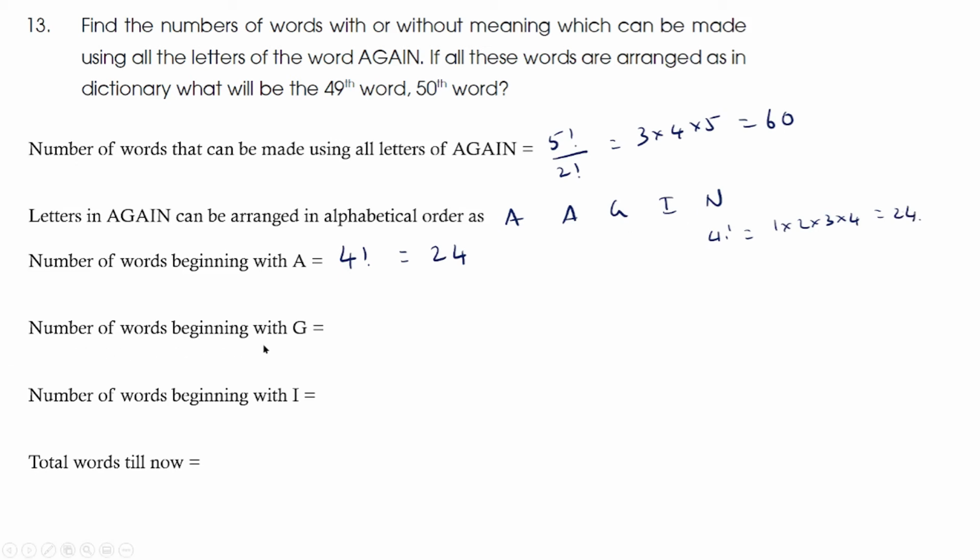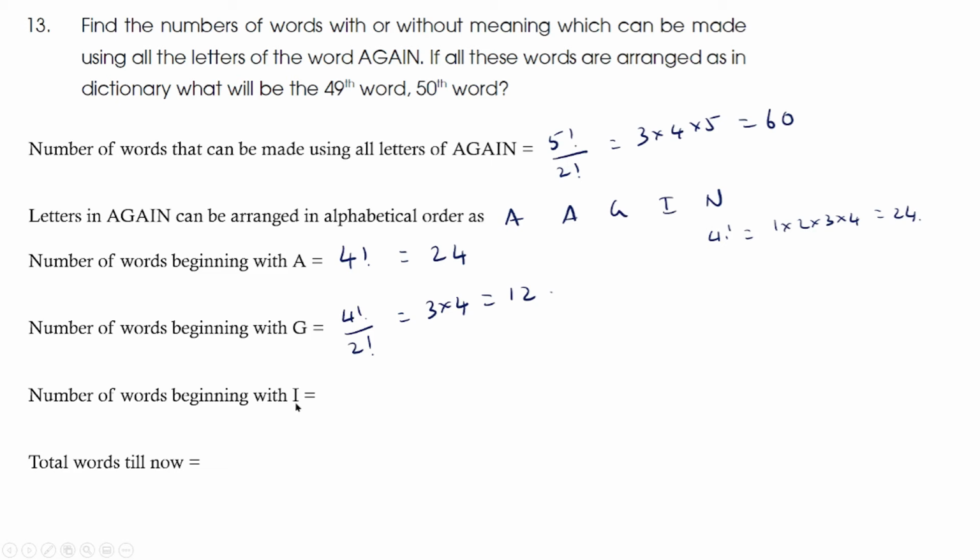Number of words beginning with G. The position of the first letter will be G and the remaining 4 letters can be arranged in 4 factorial ways. But then A occurs 2 times, so it is 4 factorial upon 2 factorial. So this is 3 into 4, which is 12.